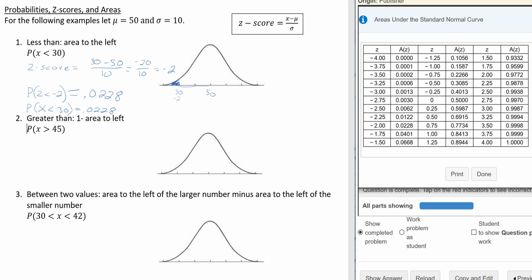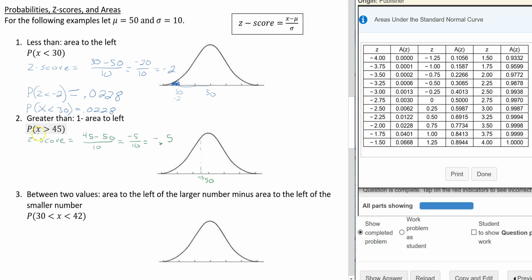Now I'm going to look at the probability of having a data value greater than 45. So the first thing I need to do is convert this 45 into a z-score. My data value is 45, my mean is 50, and my standard deviation is 10. This becomes a negative 0.5. So the z-score is a negative 0.5. That tells me that my data value of 45 is still to the left of the mean, but it's only half a standard deviation to the left of the mean. So I'm going to draw a vertical bar here between where the mean is at and where 1 standard deviation is at.